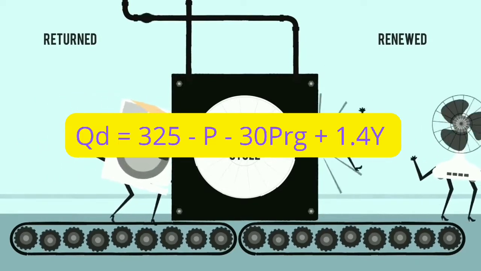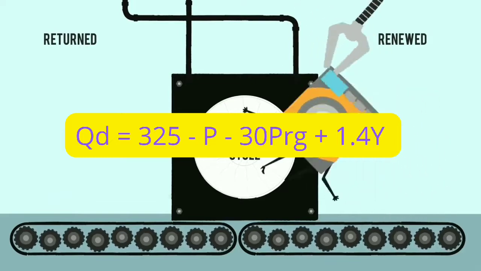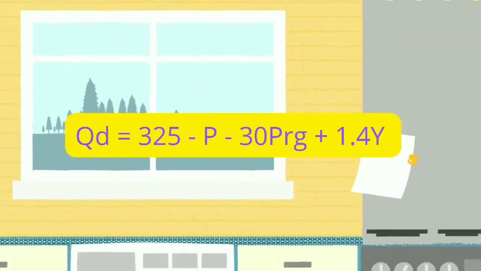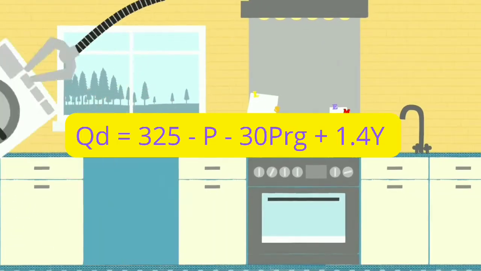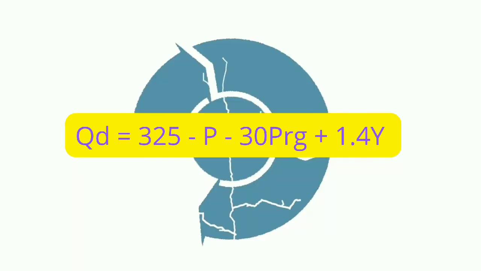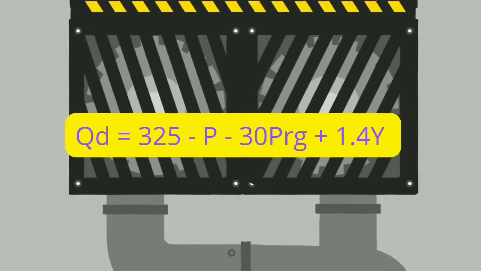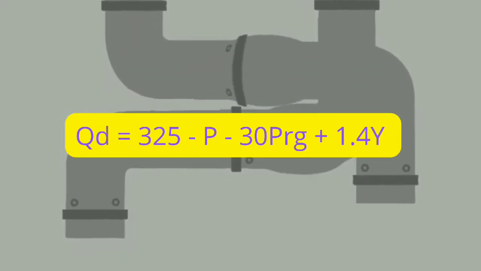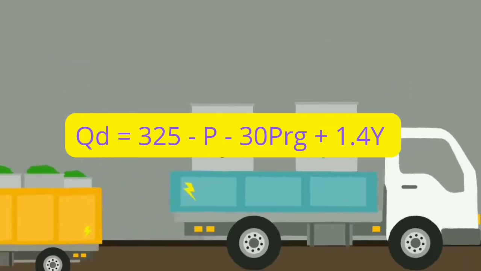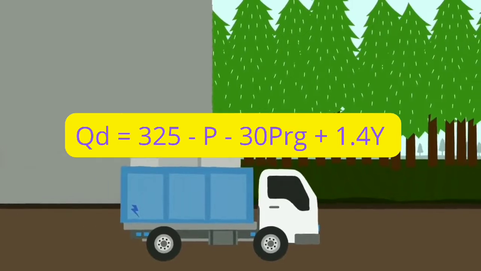The related good may be either a complement or a substitute. If it is a complement, the coefficient of its price would be negative, as in this example. If it is a substitute, the coefficient of its price would be positive. Income, or Y, has a positive coefficient, indicating that the good is a normal good. If the coefficient were negative, the good would be an inferior good, meaning that the demand for the good would fall as the consumer's income increased.